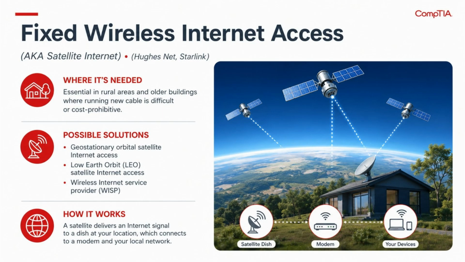Fixed wireless internet access, also known as satellite internet, think HughesNet or Starlink, fills gaps in rural areas and older buildings where running new cable isn't practical. The options include geostationary satellite internet, low Earth orbit satellite internet, and wireless internet service providers, or WISPs.